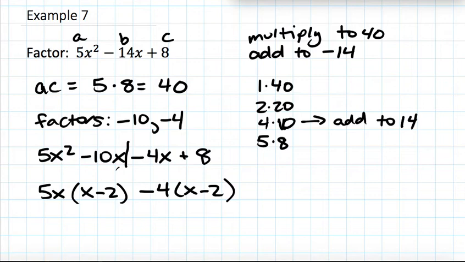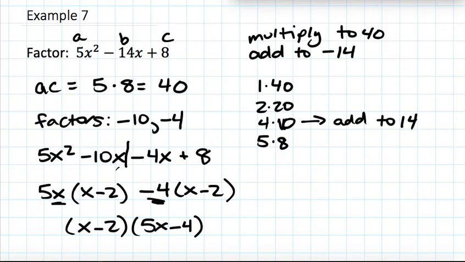So there's the groups, and then I'm going to have the two sets of parentheses. One is x minus 2, the other is 5x minus 4. You can write the 5x minus 4 first. The order that you put the parentheses in doesn't matter. So this is the answer.